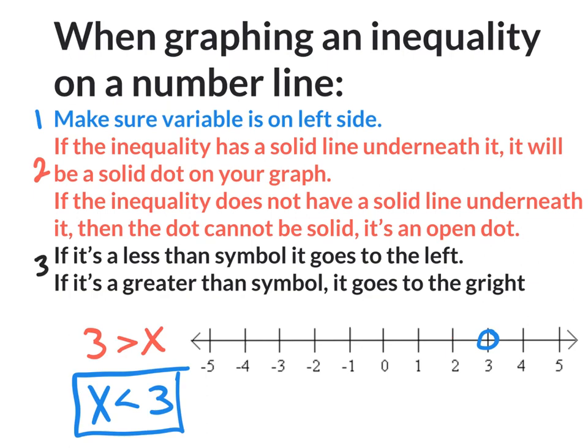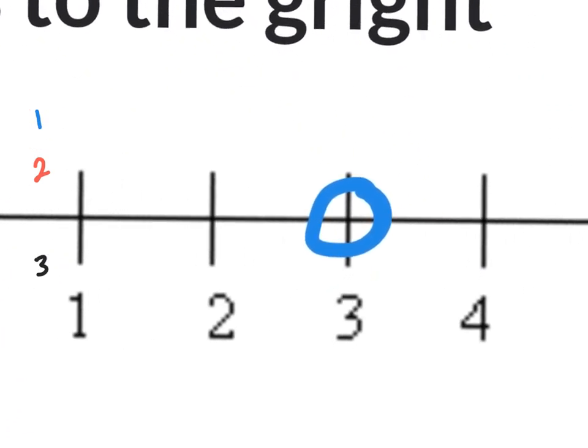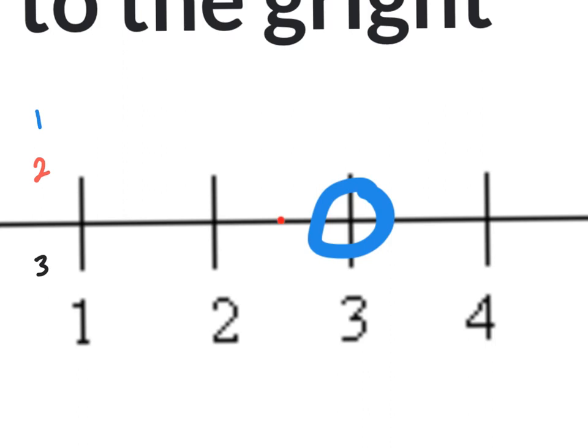And this says x is less than 3. Is negative 5 less than 3? Yes. Is 0 less than 3? Yeah. Is negative 2 less than 3? Yeah. Is 2 less than 3? Yeah. Is 2.5 less than 3? How about 2.9? Yeah. How about 2.99? Yeah. How about 2.99999? Yeah.